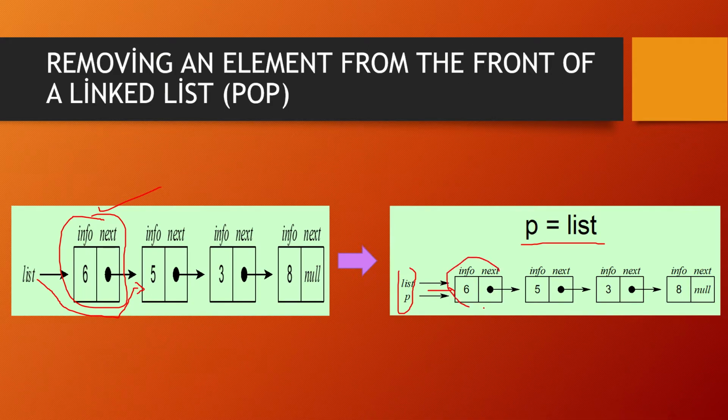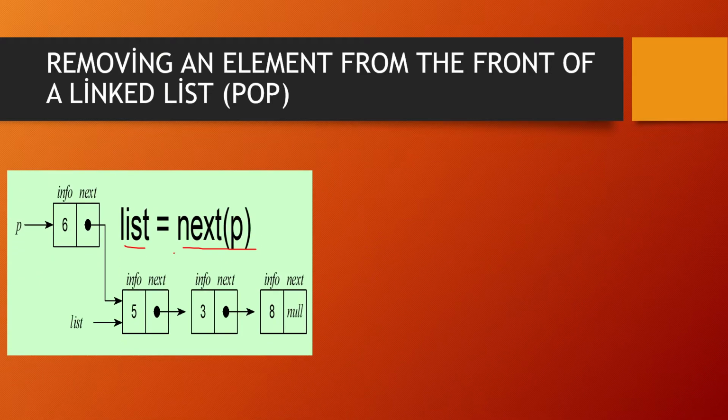So see how we copied the next part of p. P is pointing to this node. This is the next part. The next part contains the address of this. So we copied this to list. So list starts pointing to this node. So list equal to next of p. List starts pointing to the fifth node, the node containing information 5.